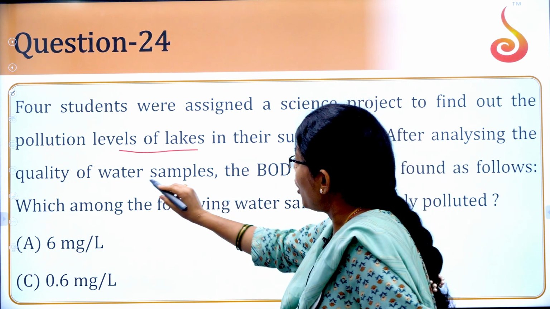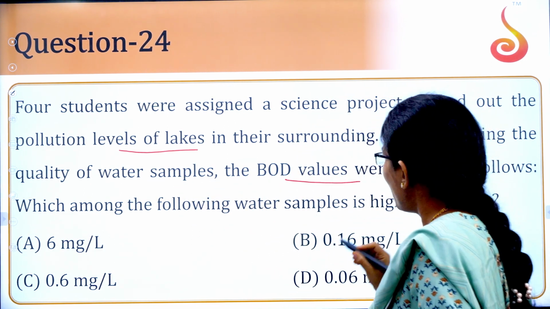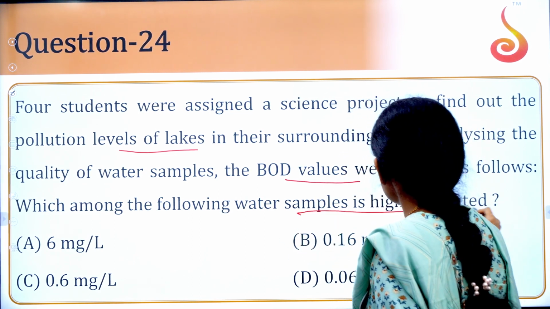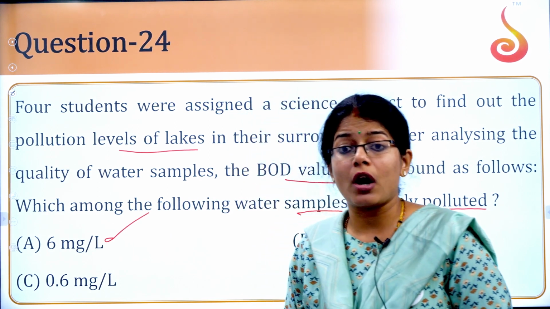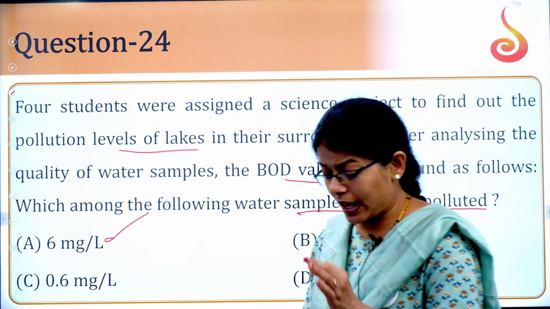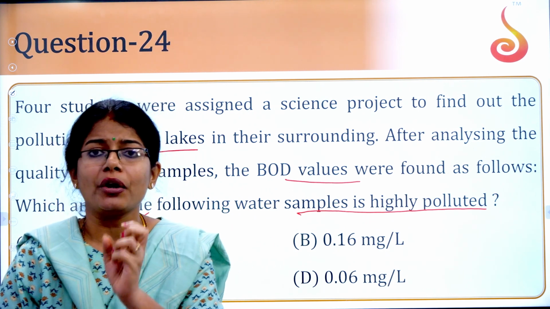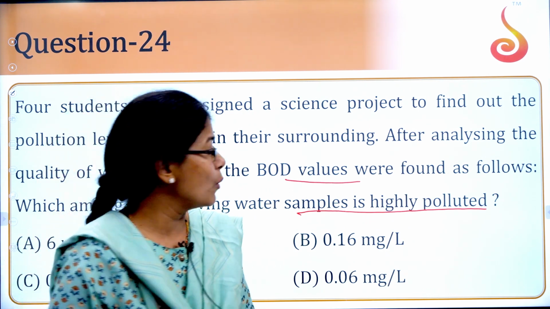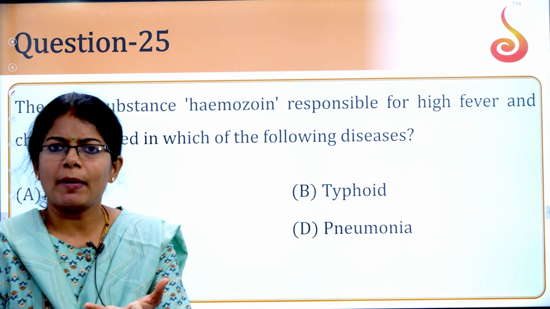After analyzing the quality of the water samples, the BOD values were found as follows. Which of the following water samples is highly polluted? Highest concentration, this one. So according to all four options, 6 mg per liter is the high amount of BOD, which indicates the water is more polluted. More the BOD, more is going to be the pollution.